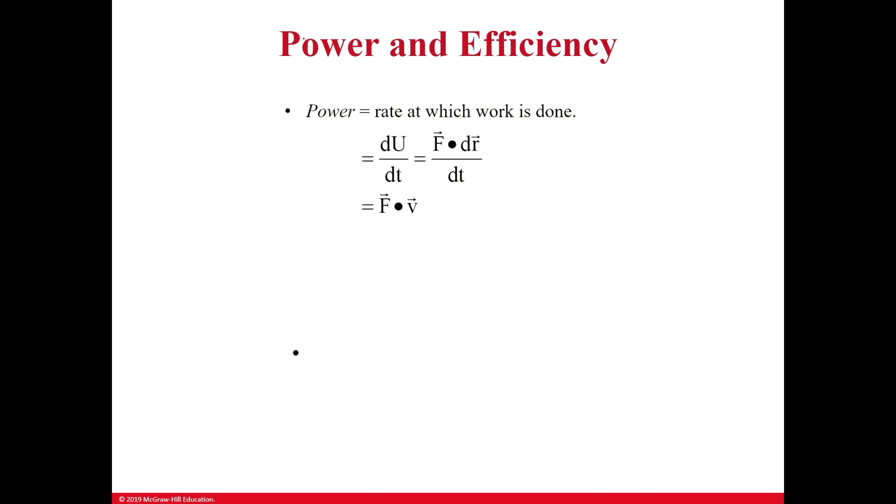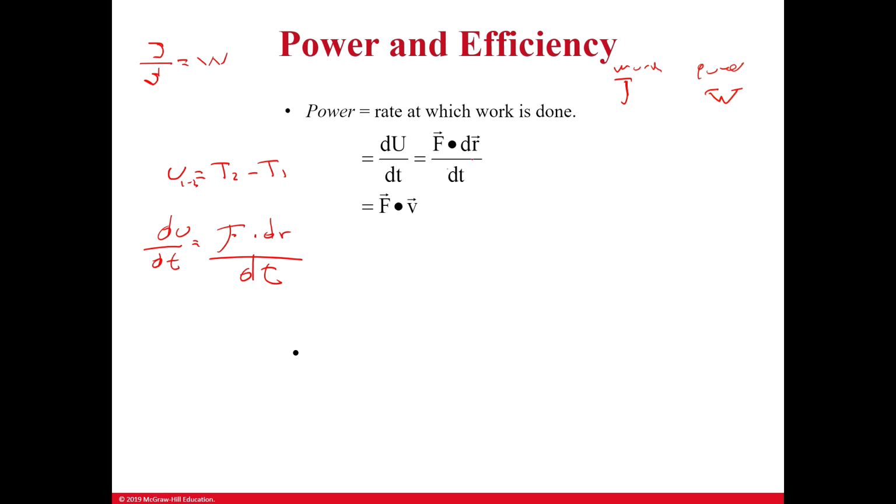Now, remember that power is the rate of energy in time. Joules over seconds equals power, watts. So it is the rate at which work is done. Since U is the change in kinetic energy, the change of energy in time is the rate of work. So work is in joules, power is in watts. Another way to remember it: work is force times distance, and power is force times velocity.